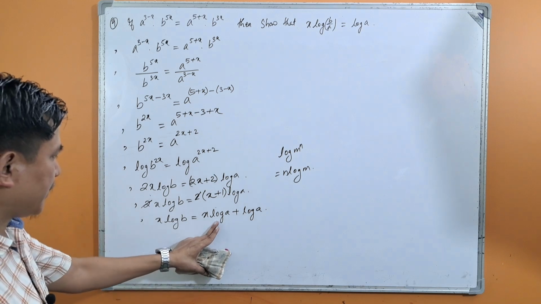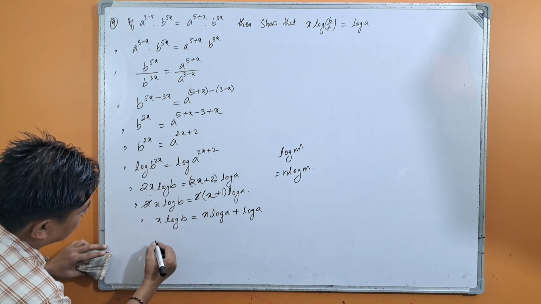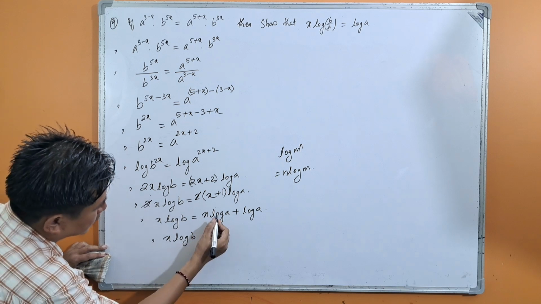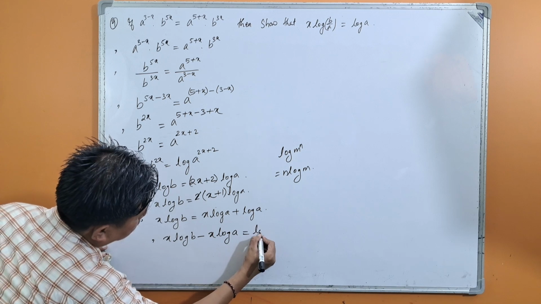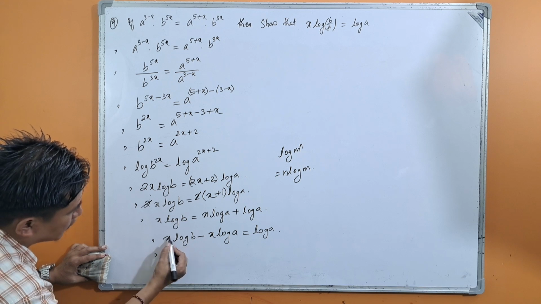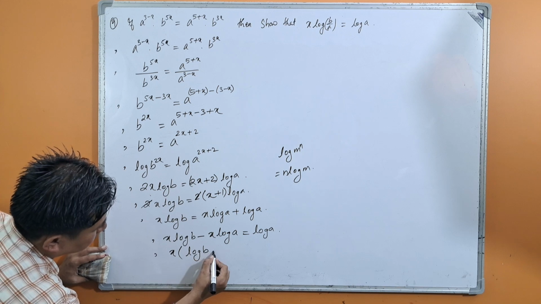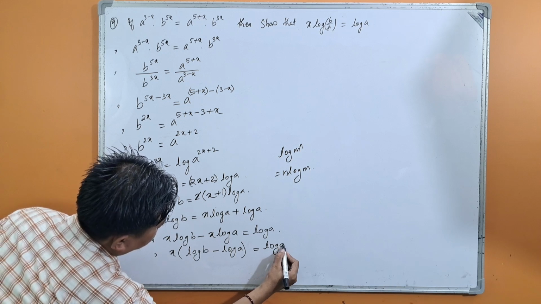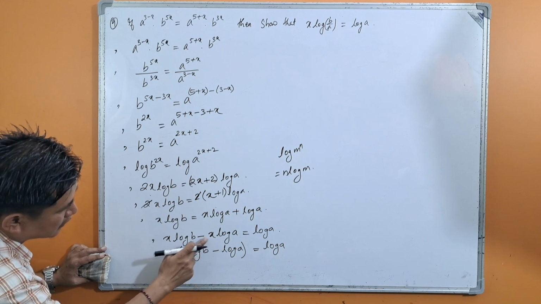Now we bring this x log a to the left hand side. x log b was already in the left hand side, and we bring this to the left hand side, minus x log a equal to log a, isn't it? So we have x common here, we can take x common. Within the bracket we have log b minus log a, equal to log a. X is taken common.